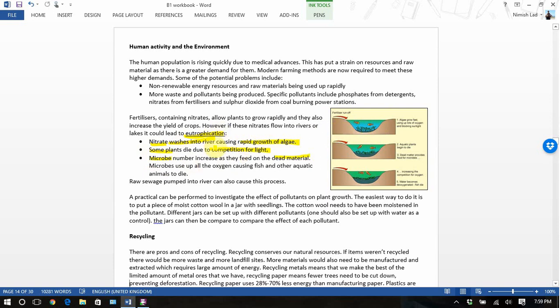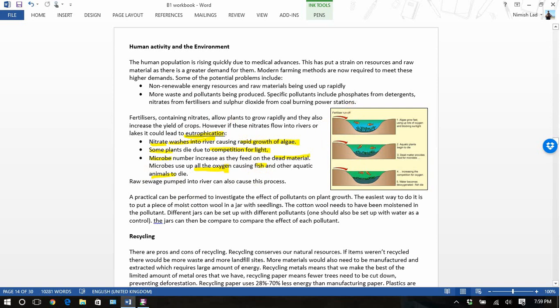The microbes use up all of the oxygen. So it's not the fact that there's no oxygen because the plants aren't producing it. It's the fact that the microbes have used up all of the oxygen to respire, and therefore the fish and other animals die. Raw sewage can also cause this process. If you pump raw sewage into a lake, it can also cause this to happen.